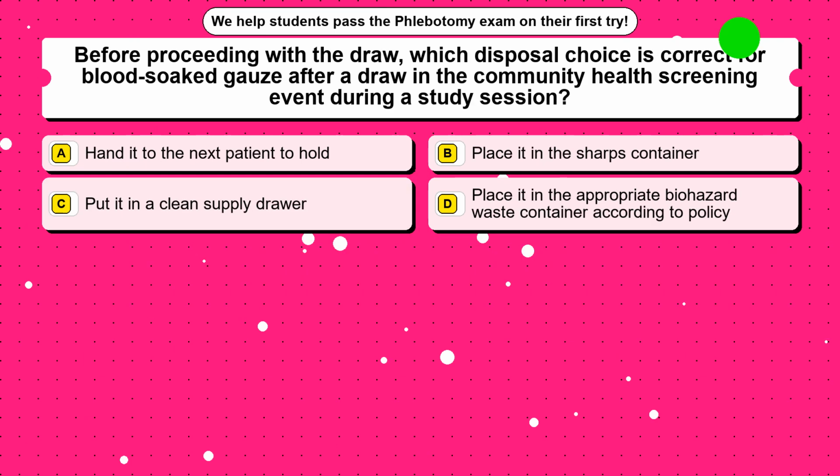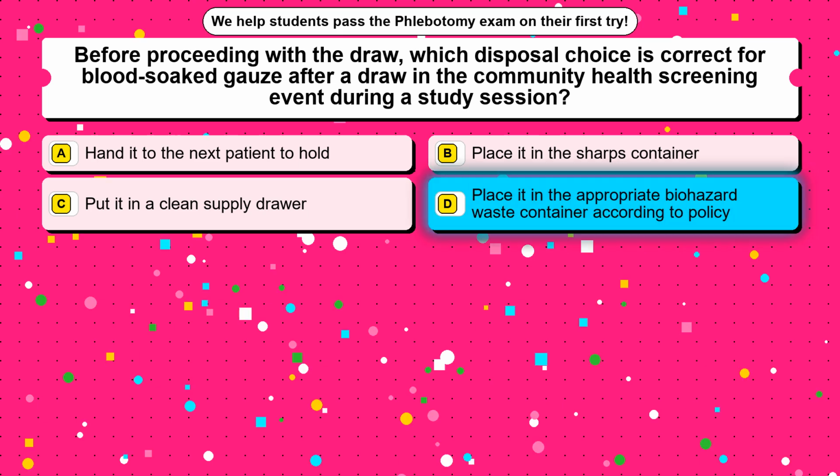Question 90. Before proceeding with the draw, which disposal choice is correct for blood-soaked gauze after a draw in the community health screening event during a study session? Option A. Hand it to the next patient to hold. Option B. Place it in the sharps container. Option C. Put it in a clean supply drawer. Option D. Place it in the appropriate biohazard waste container according to policy.